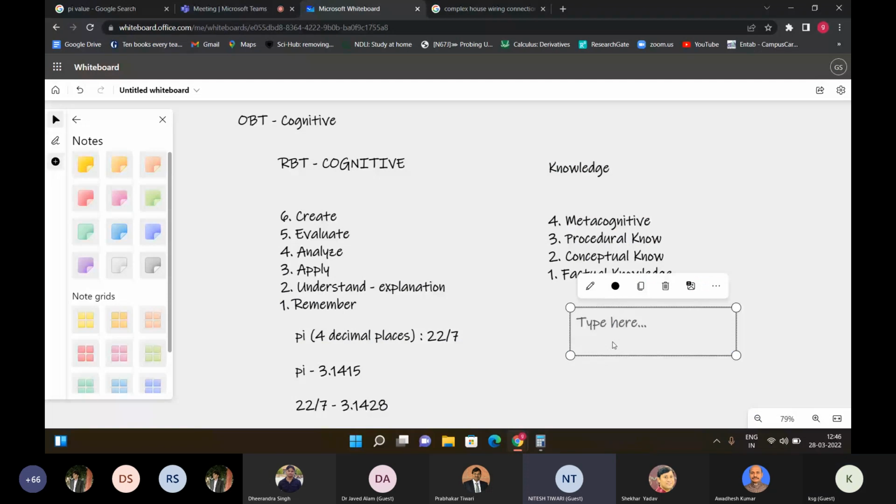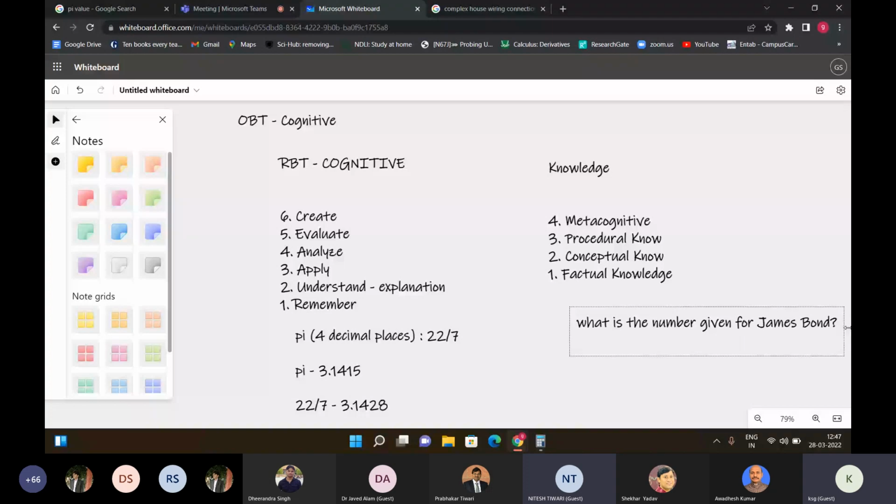Okay, no problem. So when we asked the students what is the number given for James Bond, when we asked an example from a movie, everybody was thrilled and very happy. And immediately the students gave an answer. It is 007.